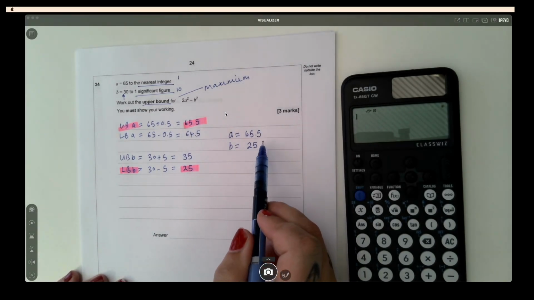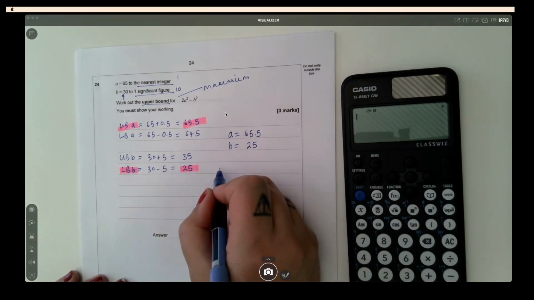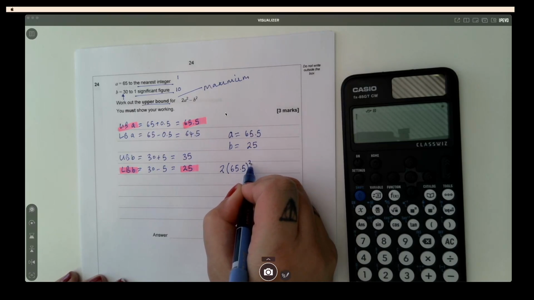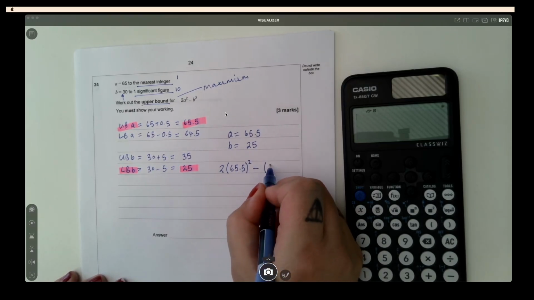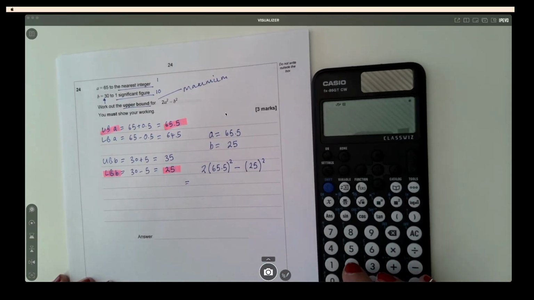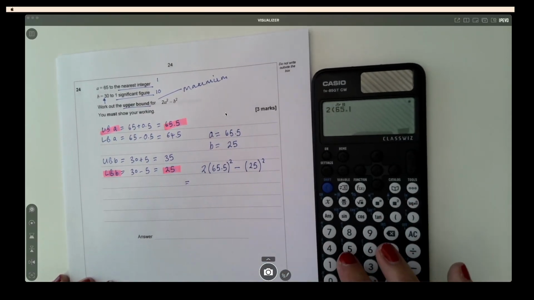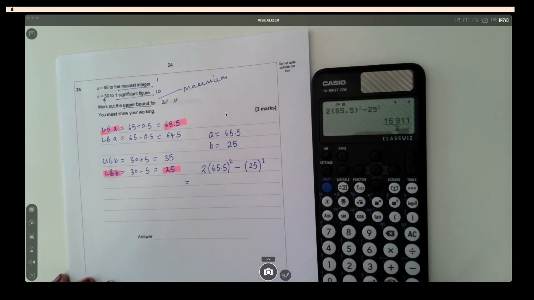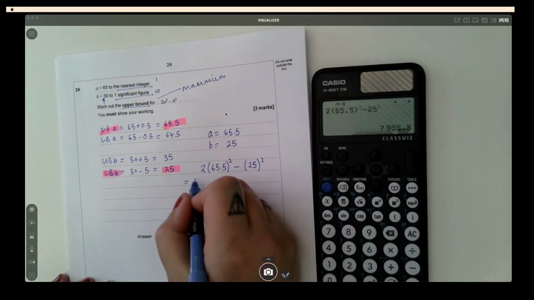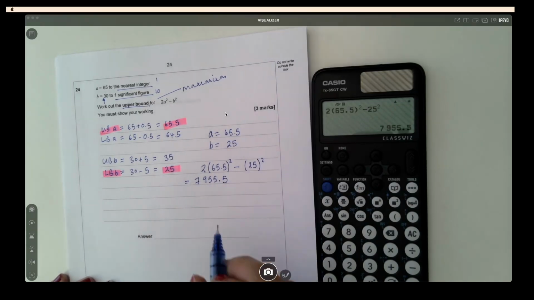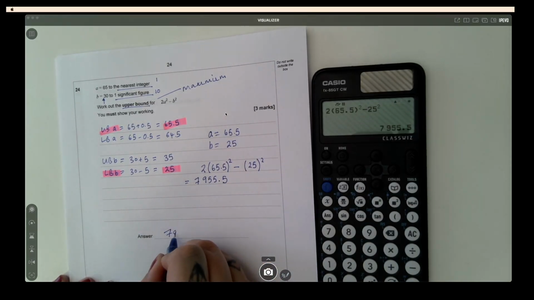And then we're going to substitute these two values into this calculation. So we have 2 times 65.5 squared, subtract 25 squared. So let's stick that in our calculator. 2 times 65.5 squared, subtract 25 squared. So we get 7,955.5, and that's what we're going to pop on our answer line.